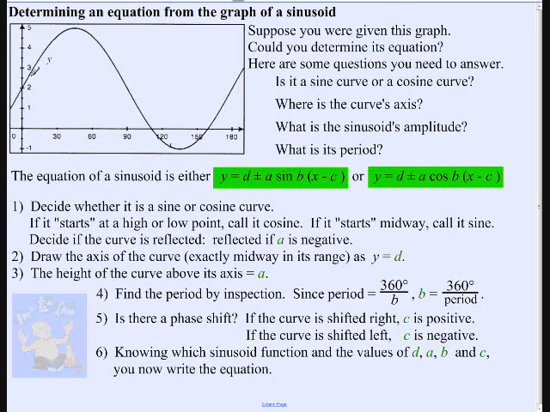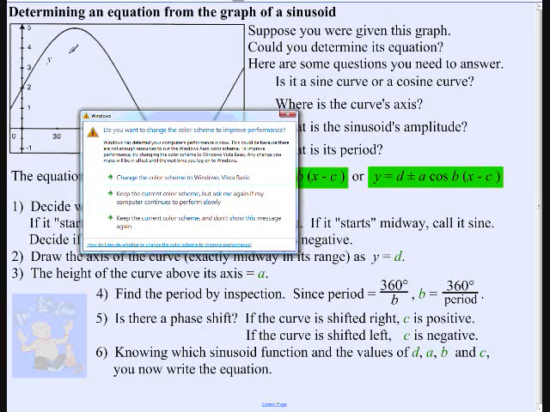Well, that means we already have recognized that it's a sinusoid. If it's a sinusoid, we can either call it sine or cosine. What is the difference between them? It's only a phase shift. Where is the curve's axis? So here we're talking about the central axis.